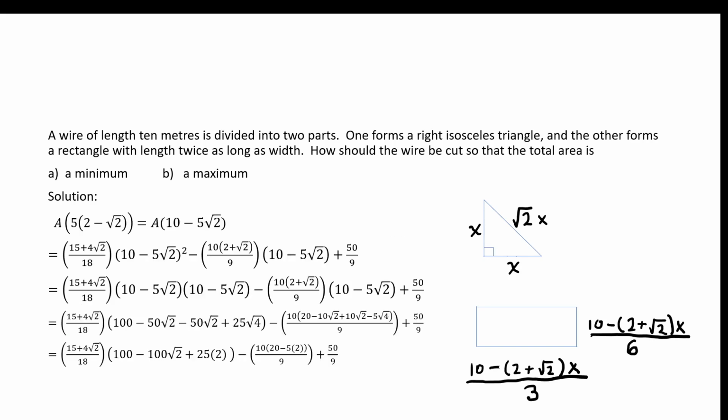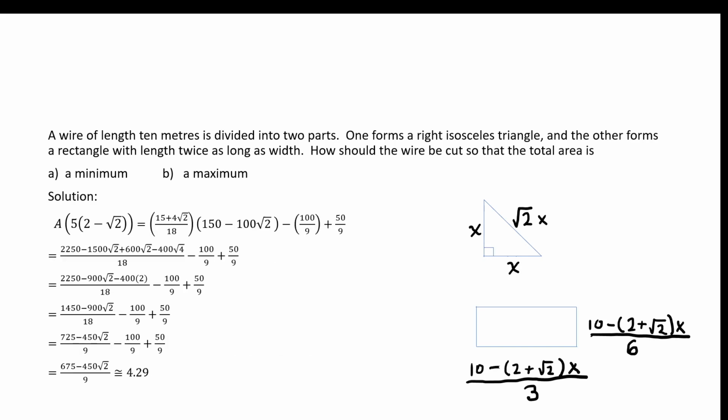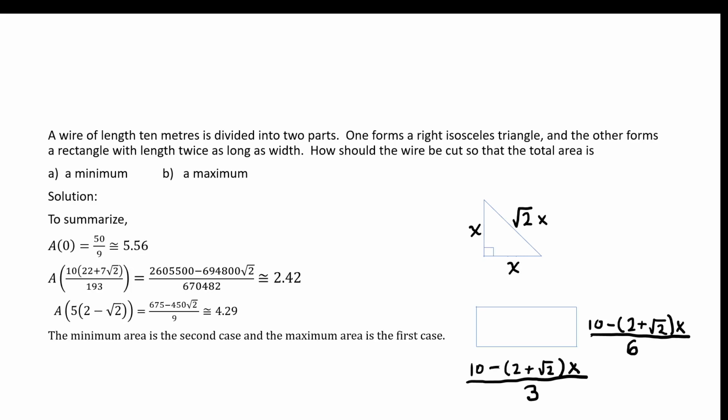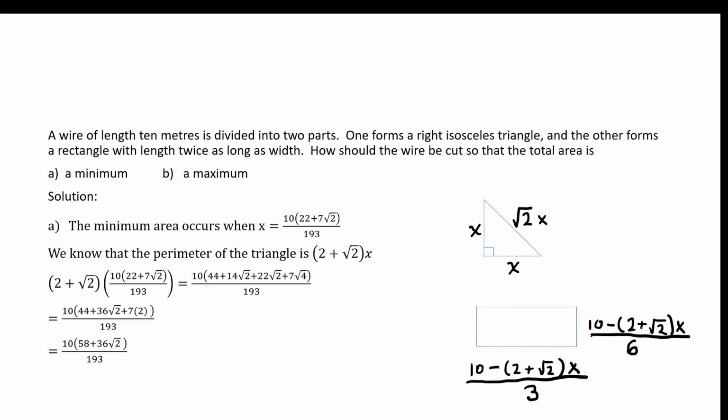And then if we let the x value be 5 times 2 minus root 2, we ultimately get an answer of 675 minus 450 root 2 all over 9, which is roughly 4.29. And so we would say that the minimum area is the second case right here. And this is, again, consistent with what we did when we were allowed to use rounding. And the maximum area is the first case, which is consistent with what we got when we used method 1 using rounding.